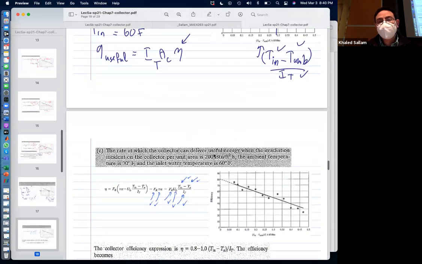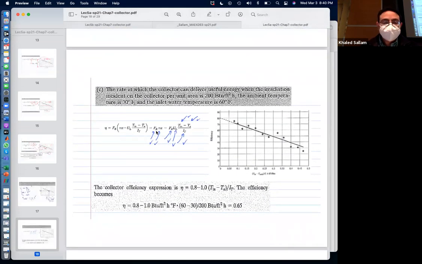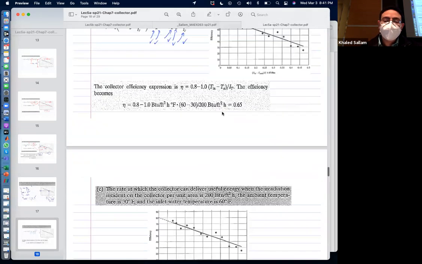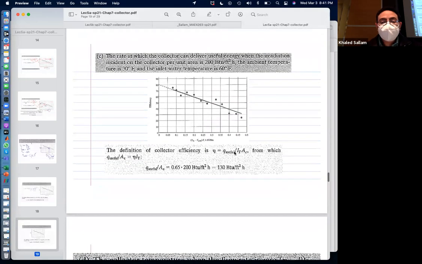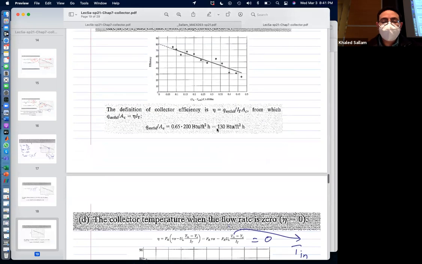Very good. So the rate at which the collector can deliver useful energy when the radiation is this much, the ambient temperature is this much, and the inlet water temperature is this much. That's what we did. Finally, he's just doing this. Yeah, it's the same calculation again.